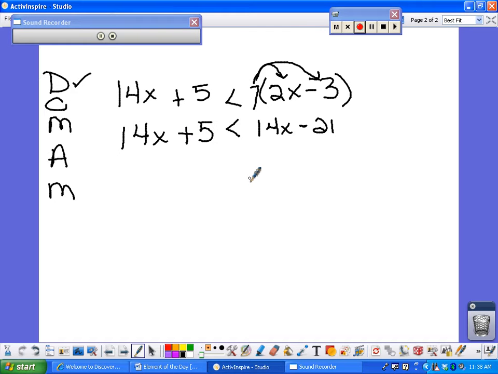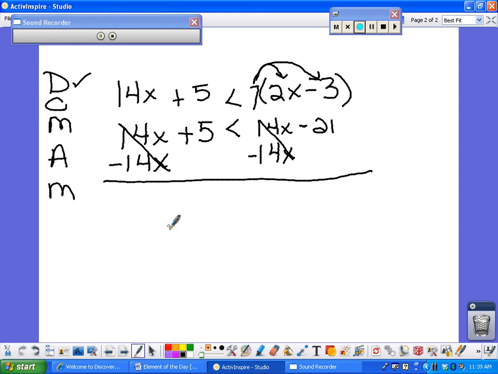And then we bring down our sign, 14x plus 5. Okay, now I'm going to subtract my 14x because I want to get my variables on the same side. So I subtract the 14x from both sides, and as you can see, my variables are all canceling. And I'm left with 5 is less than negative 21. So you have to ask yourself, is 5 less than negative 21? And since it is not true, we would write no solution.